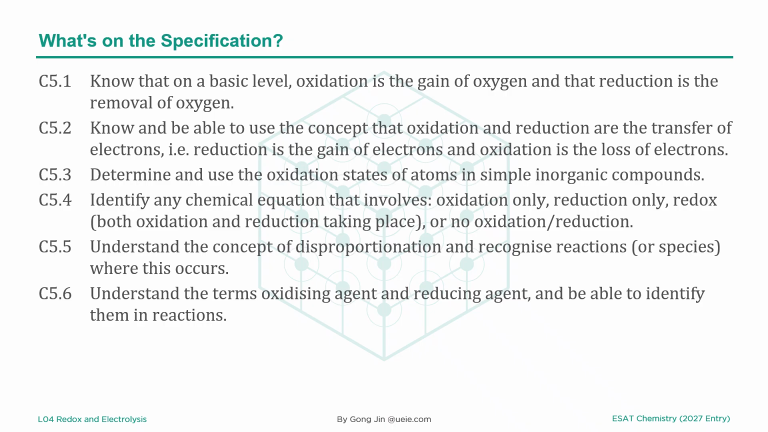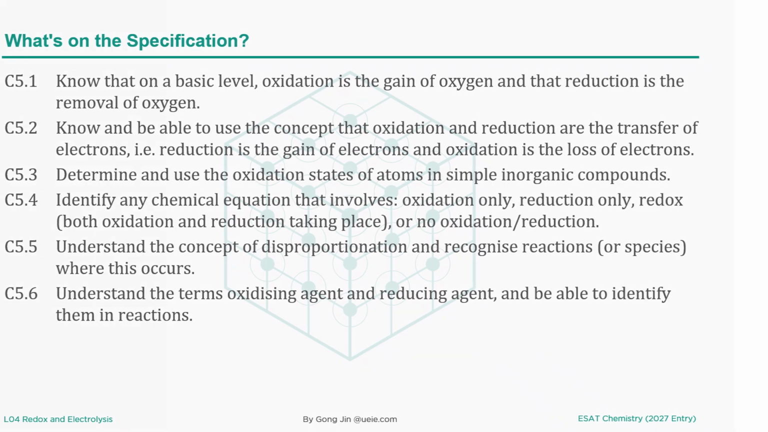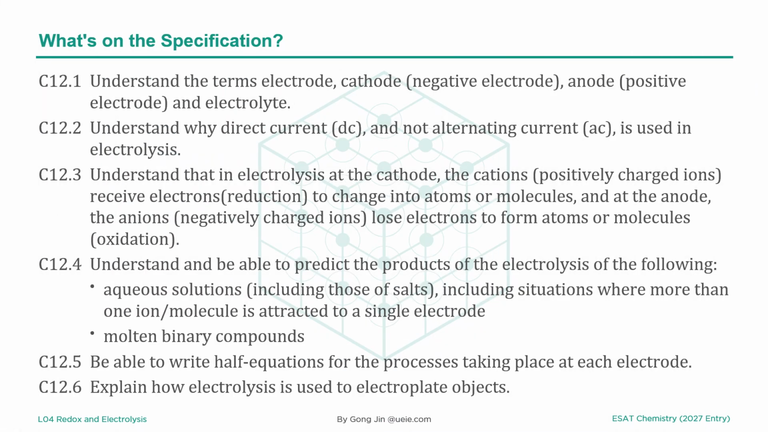Let's map out what we're covering. The core content here follows ESAT's official requirements for redox reactions. We need to master 6 key points. You can see the syllabus progresses step by step, from basic definitions to core concepts, and finally, practical skills. This is ESAT's official requirements for electrolysis. It covers key terms, redox rules, product prediction, half equations, and electroplating.